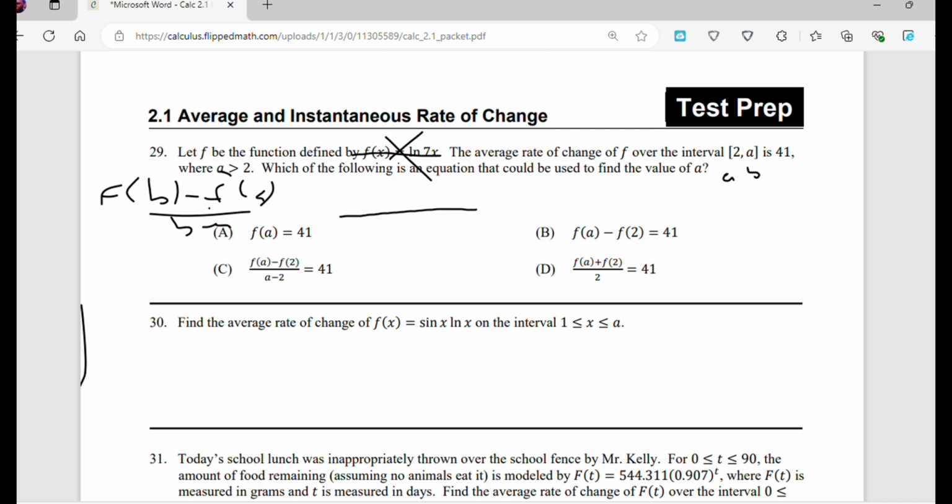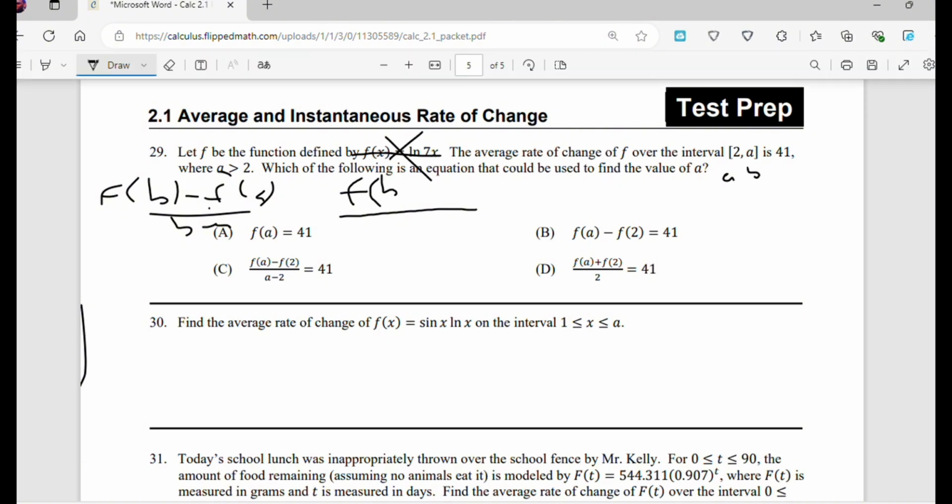f of b, oh, sorry, hold on. Now, it's a little confusing because our a is our b and then 2 is our a. But f of a minus f of 2 over b minus a, so a minus 2.